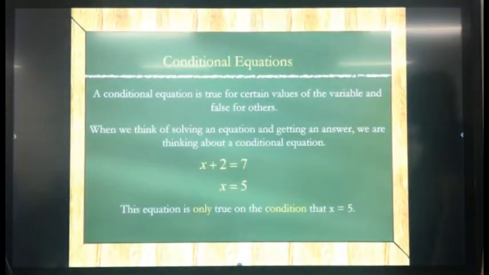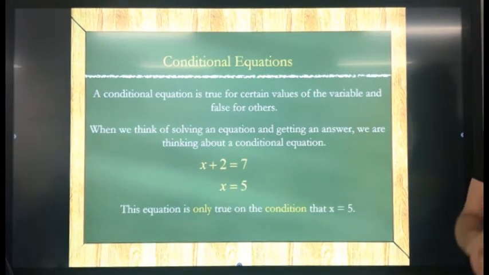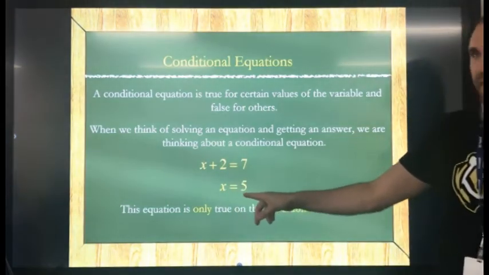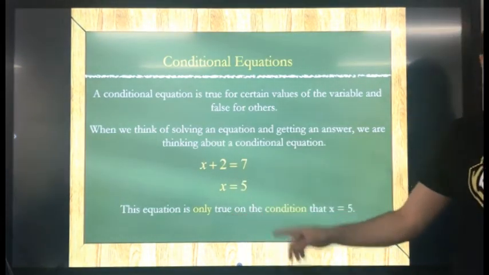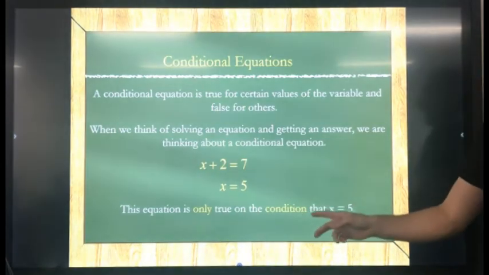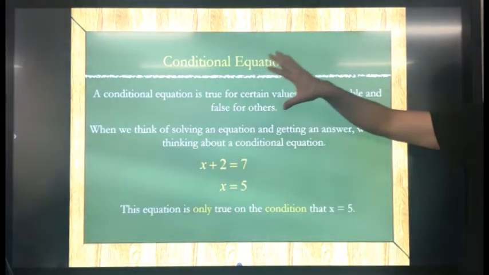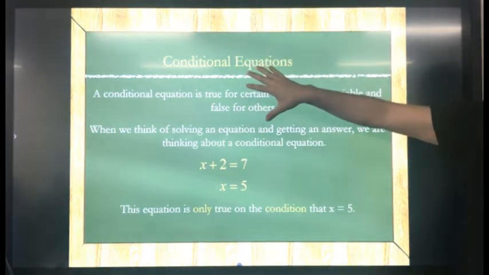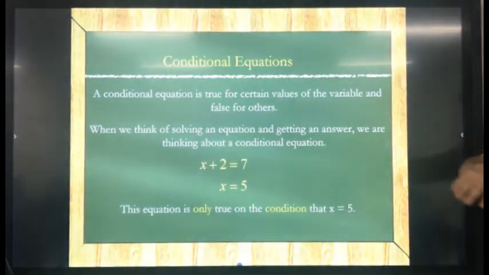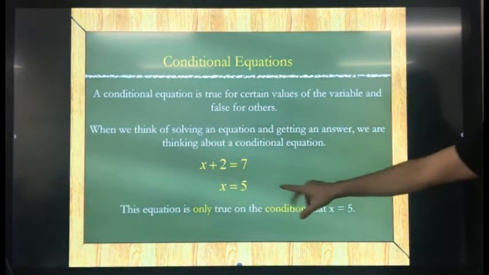First type we're going to see is a conditional. This is your normal equation where you solve for x, and you get x equals something. X equals a number. It only has one solution. That is a conditional. This is the one you're going to most likely see in this class, but we could run into others. So a conditional is one solution.